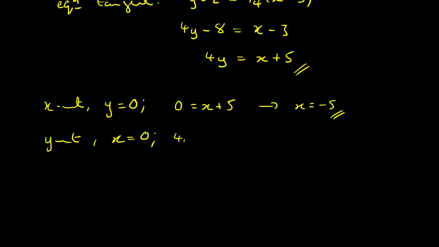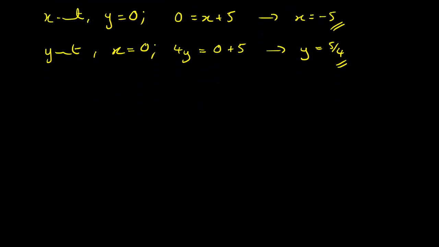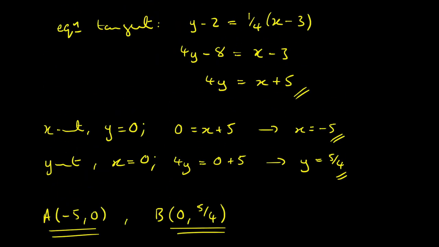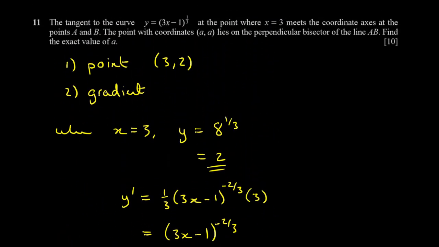So if we do that, 4y is going to equal 0 plus 5. So therefore, y will equal 5 divided by 4. So let's try to write this now as our 2 coordinates. Let's say the coordinate A is the point (-5, 0), and the coordinate B is the point (0, 5/4). So now we've got those 2 points there, so we've already done that part of the question. Let's go up and read the rest of the question.